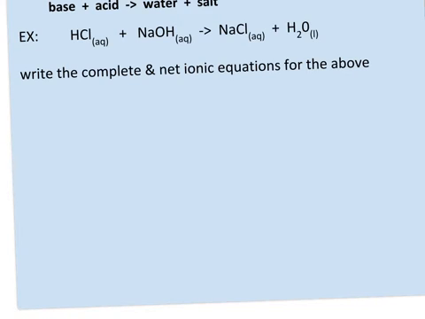And then on the other side, I have Na+ and Cl-, and then the H2O is not an ionic compound, so that's going to remain together as H2O. So I see I do have spectator ions of sodium and chlorine, and so my net ionic equation is just what we predicted, H+ plus OH- yields H2O.